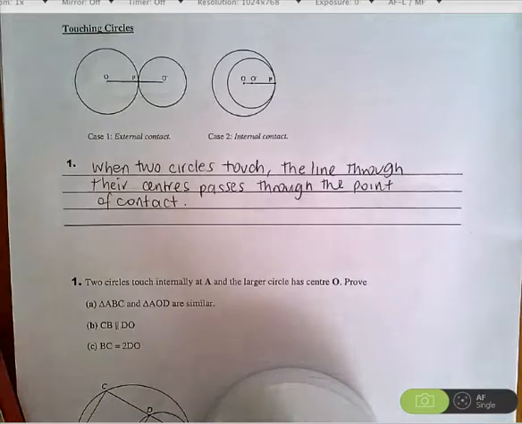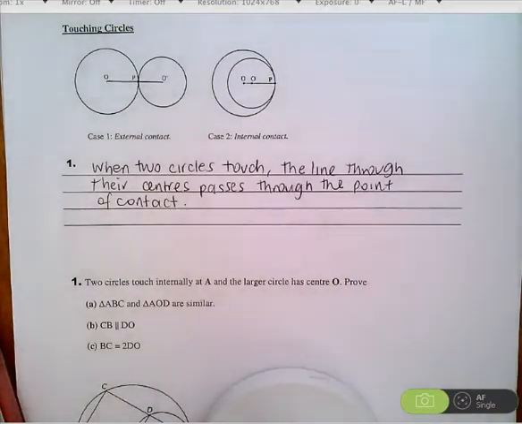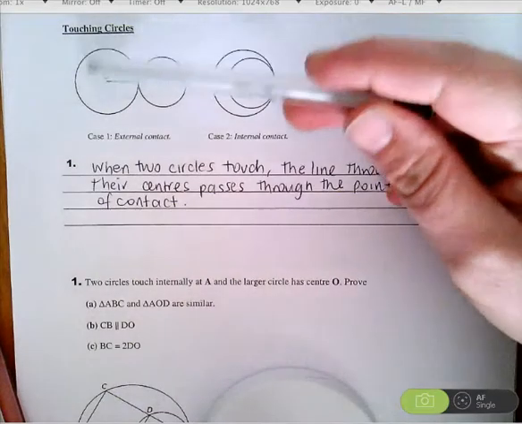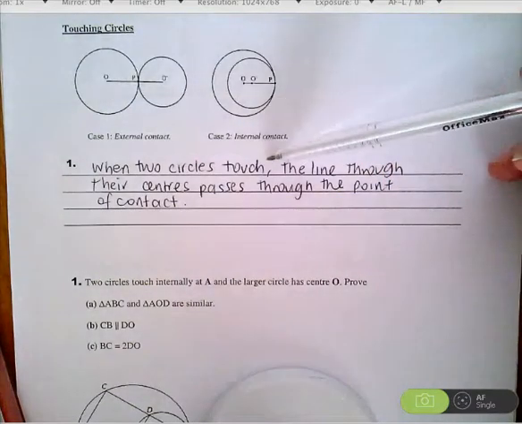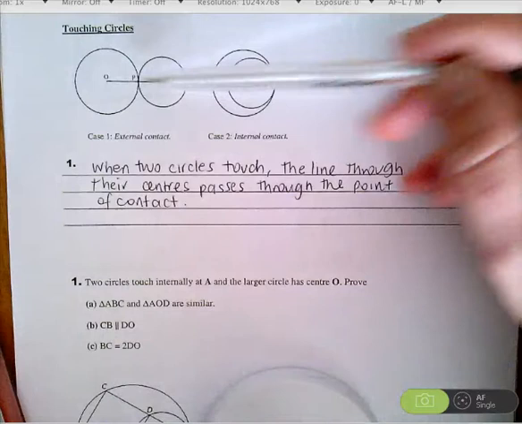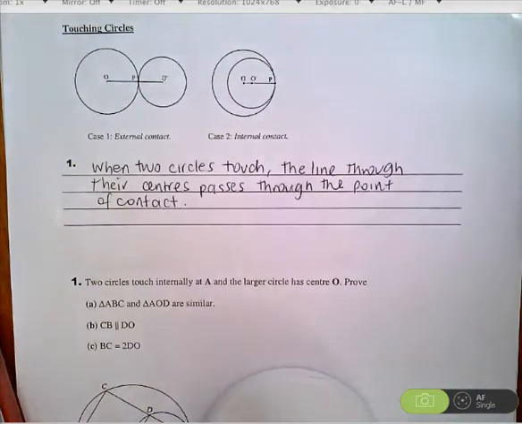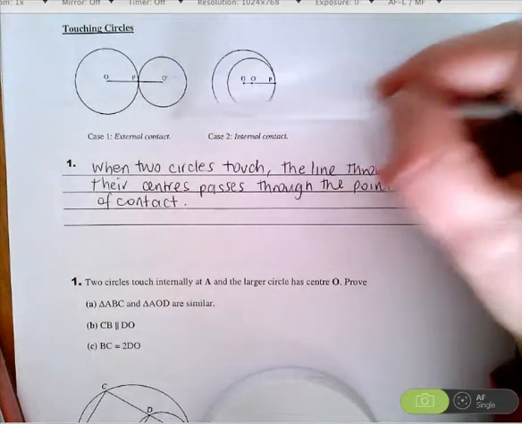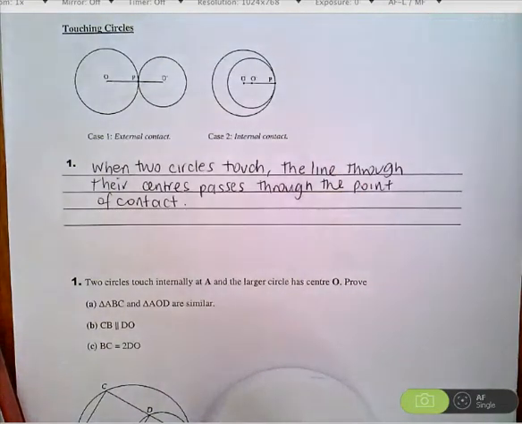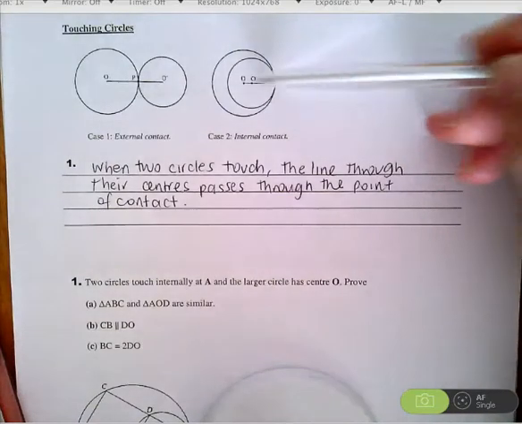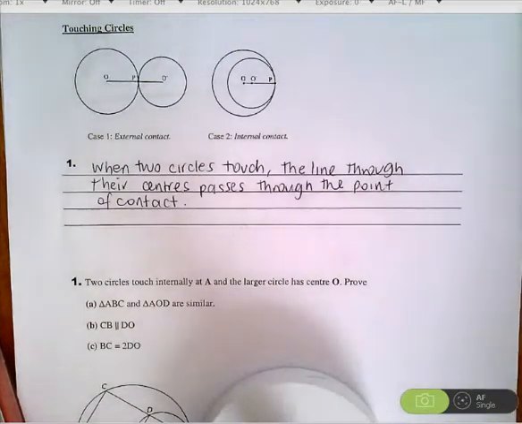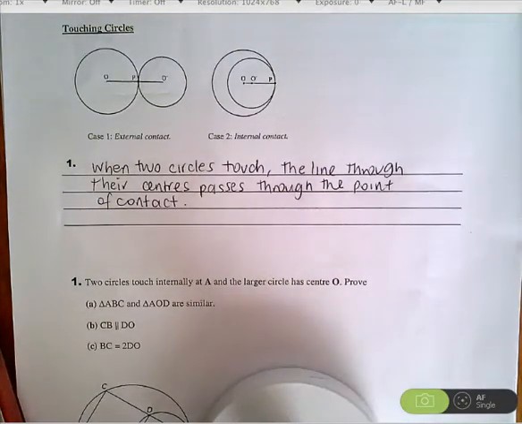Okay, this was Circle Theorem 15. We're now on page 24 of the student booklet. And the theorem was for the touching circles that when two circles touch, the line through their centres passes through the point of contact. So remember, here we've got external contact of the small circle with the big circle, and here we've got internal contact of the small circle with the big circle. So I'm actually going to prove that now, so you can do that in your book.